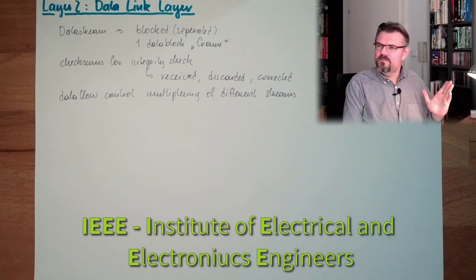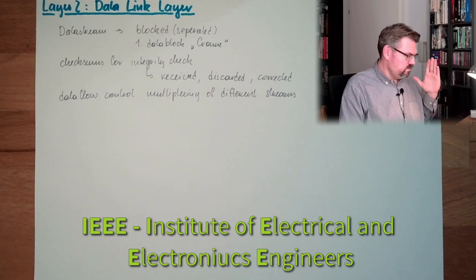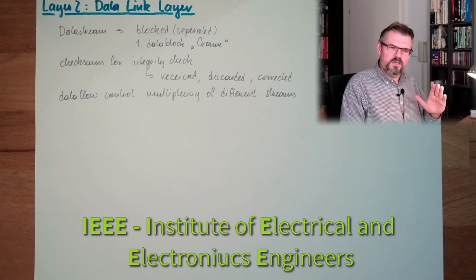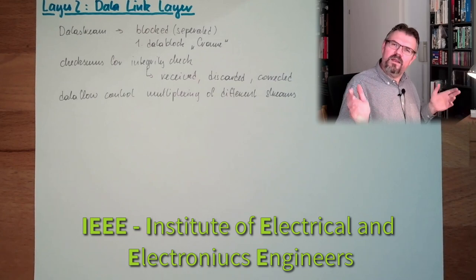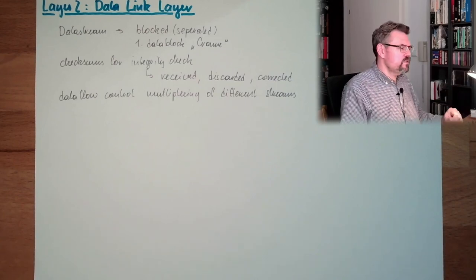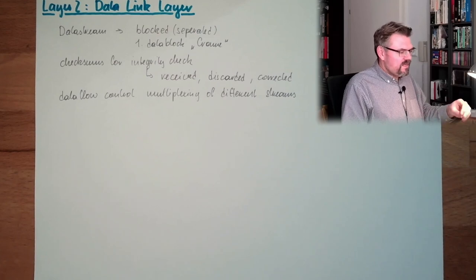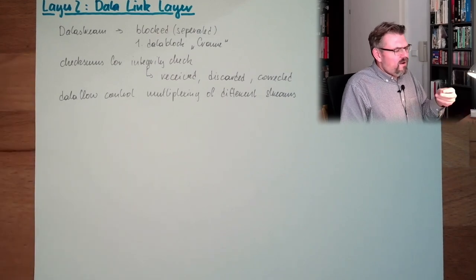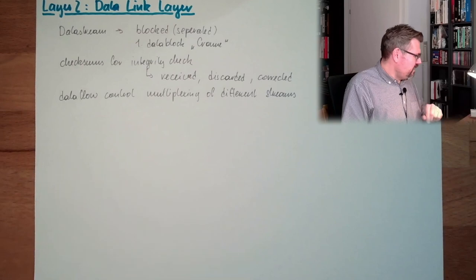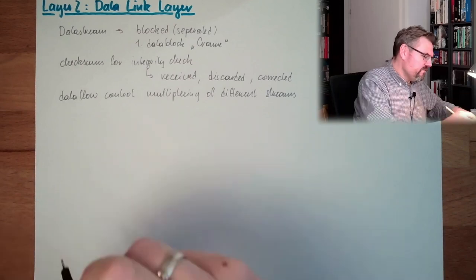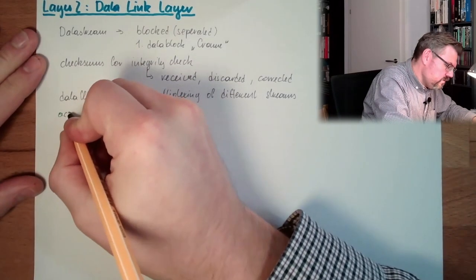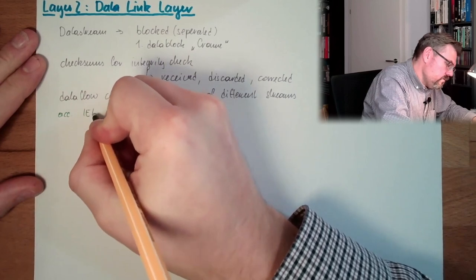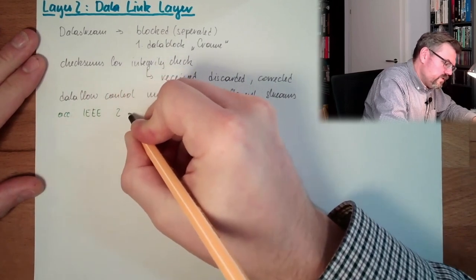According to IEEE, what does IEEE mean? International Electric and Electronic Engineers or something like this. It is a mighty organization of electronic and electric engineers. And they said, okay, layer 2 originally consists of two sublayers, according to IEEE. There are two sublayers.